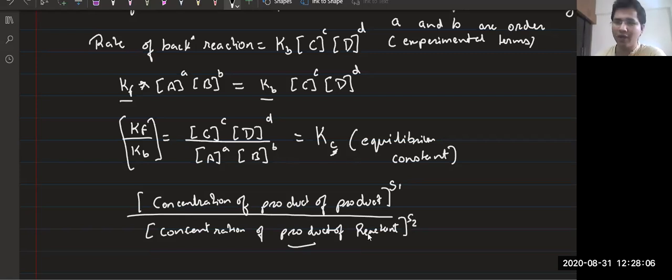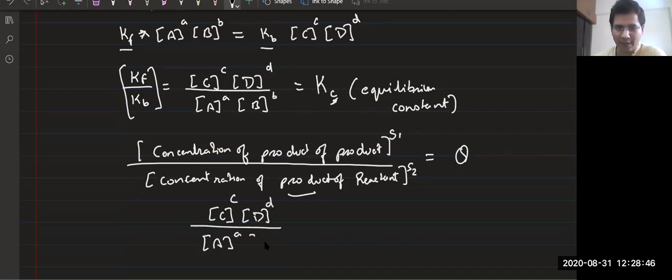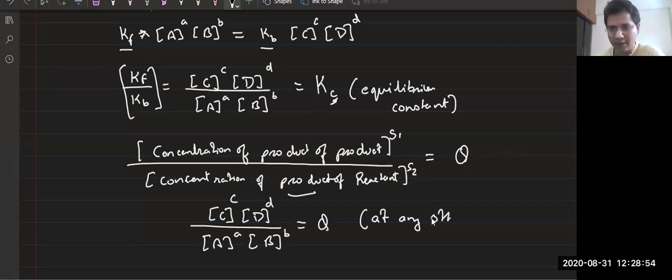Now my question is, if I'm considering this ratio at equilibrium, it is called the equilibrium constant. But what if I calculate this ratio at any other point, at any other time except equilibrium? What will this ratio be called? So this is called Q. So concentration of C to the power C, concentration of D to the power D, divided by concentration of A to the power A, concentration of B to the power B, is equal to Q at any other point of time except equilibrium.